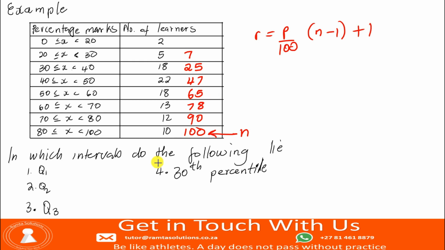This question wants us to find the intervals where the lower quartile, middle quartile, what you call the median, upper quartile, and the 30th percentile lie. Okay? So, we will look at it and then we will answer the question. We are using percentiles. Remember, we're looking at percentiles for grouped data. So, without any waste of time, let's look at them.